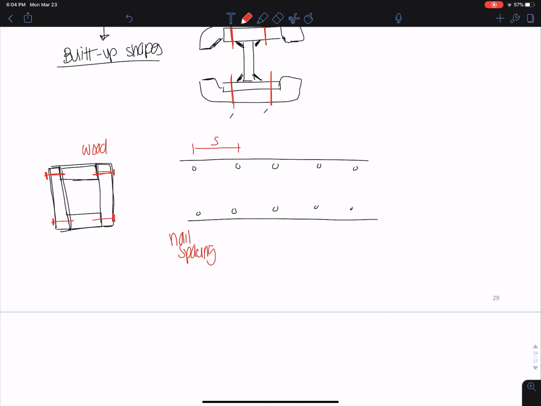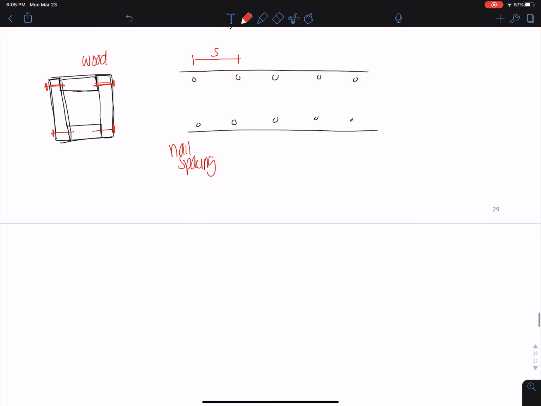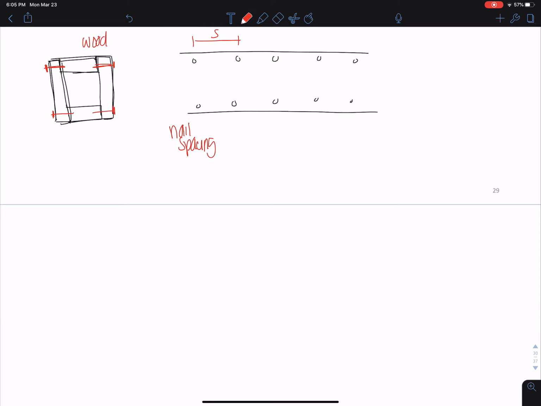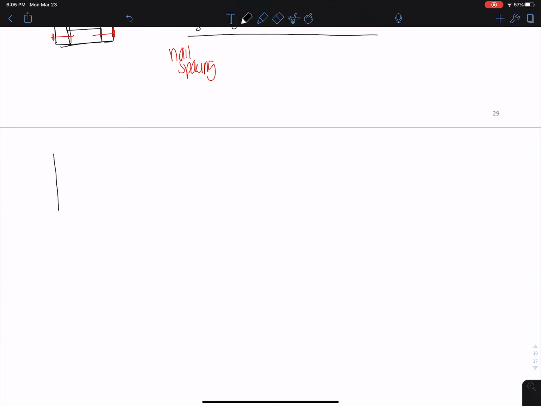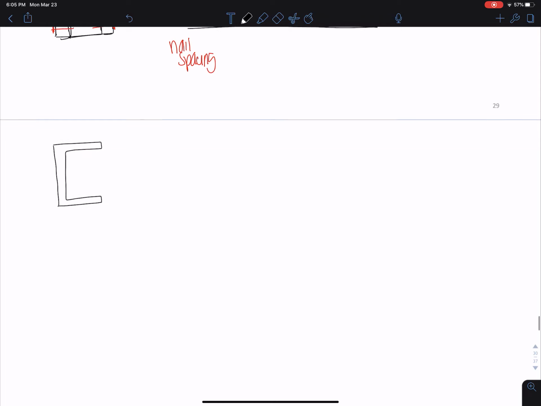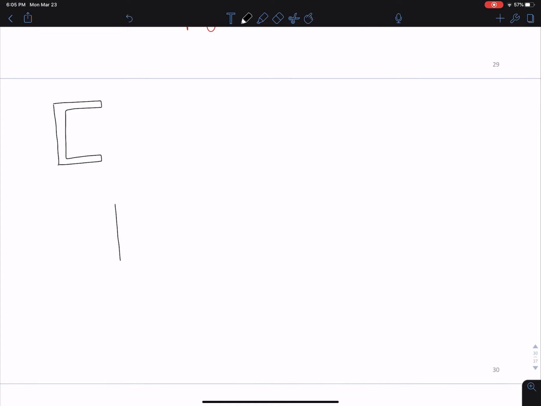Some other applications of shear flow, we can find something called the shear center. So I'll show you what that means. Let's say we have this C shape. Okay, let me see if I can draw this out.